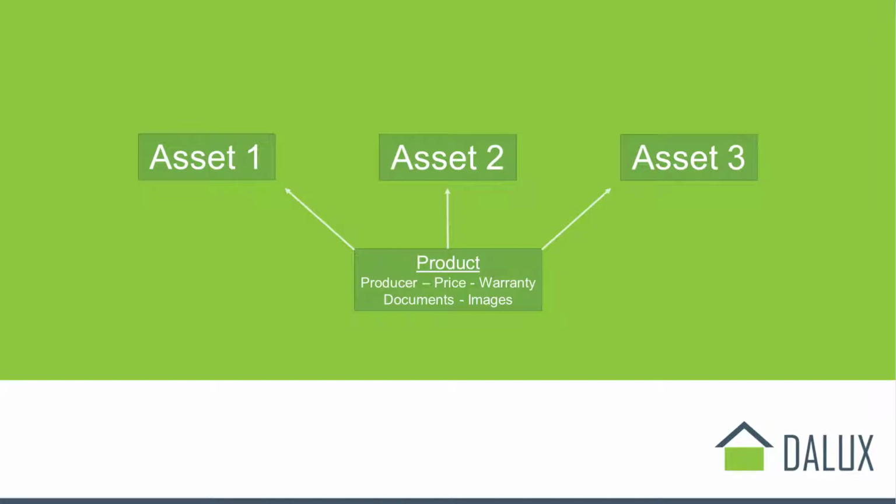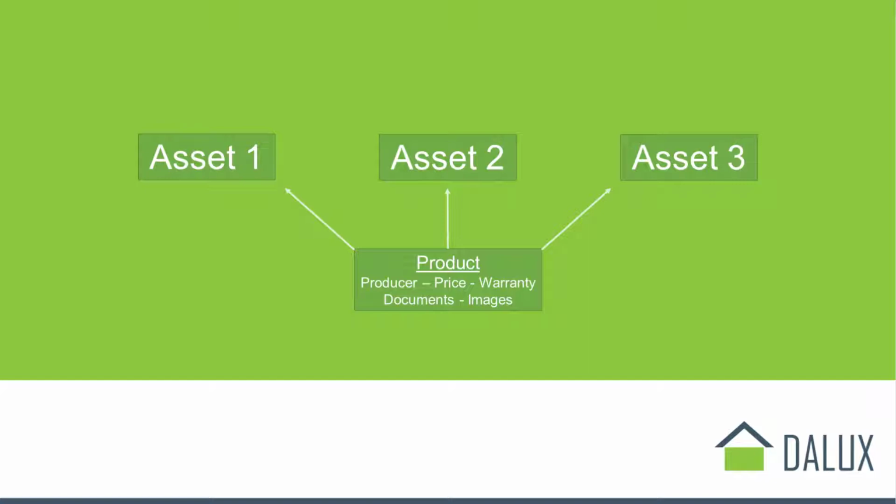Products in Dalux are for distributing duplicate data that goes through several assets. So that you create several assets like here, 1, 2, and 3, but these assets can contain the same producer, price, warranty, documents, images, and so on. That way we can have separate operation and maintenance history, but with the same core data, without having to enter it into different assets several times.